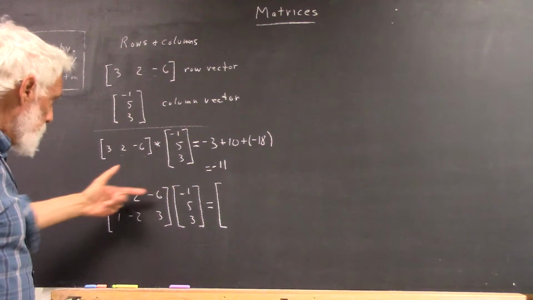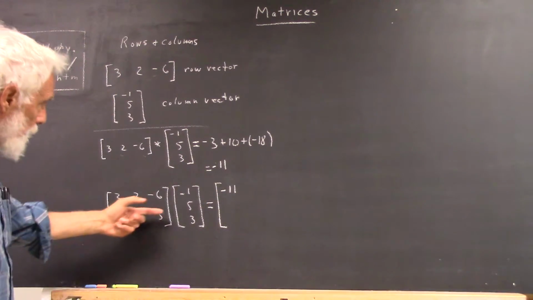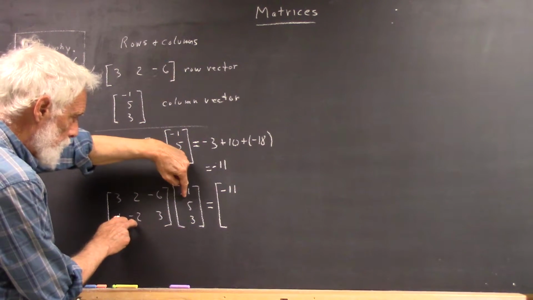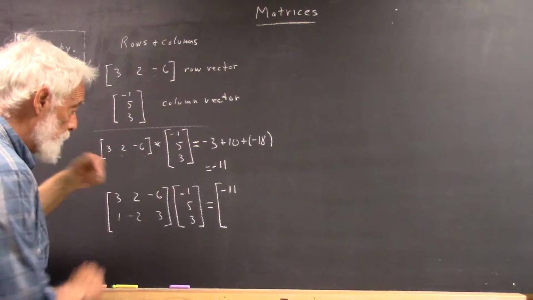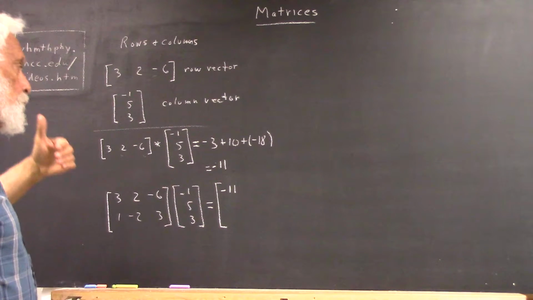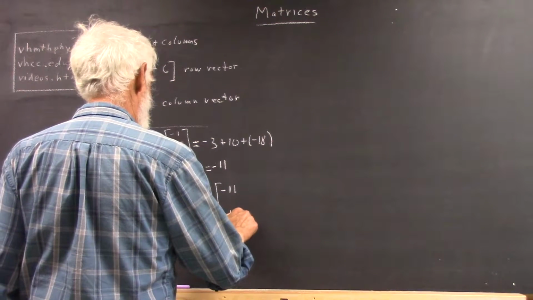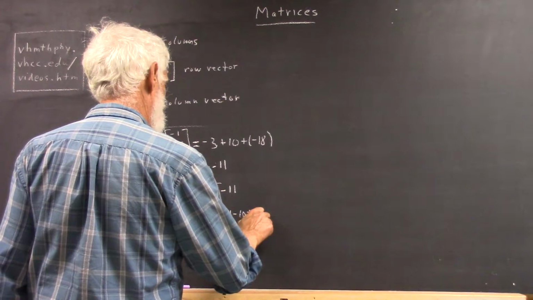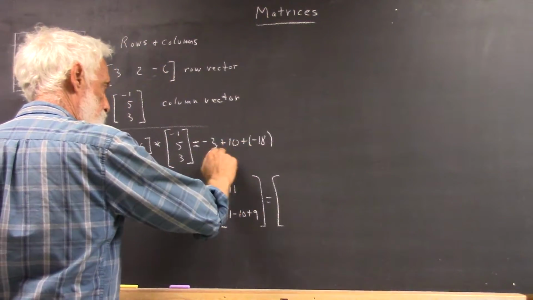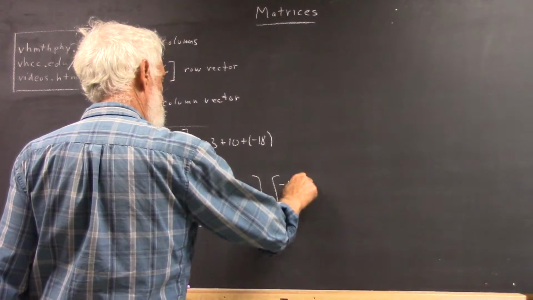If I multiply the first row by the column, well, you see that I get -11. If I multiply the second row by the column, what do I get? I get 1 times -1 is -1, -2 times 5 is -10, 3 times 3 is 9. So I got -1 minus 10 plus 9. I better write that down. And I could have written down the 3 numbers here, but they're the same as what I had up here. So I get negative 11, negative 2.